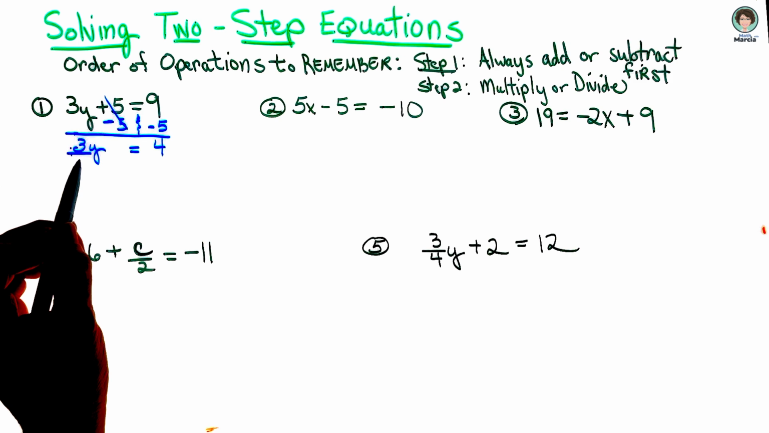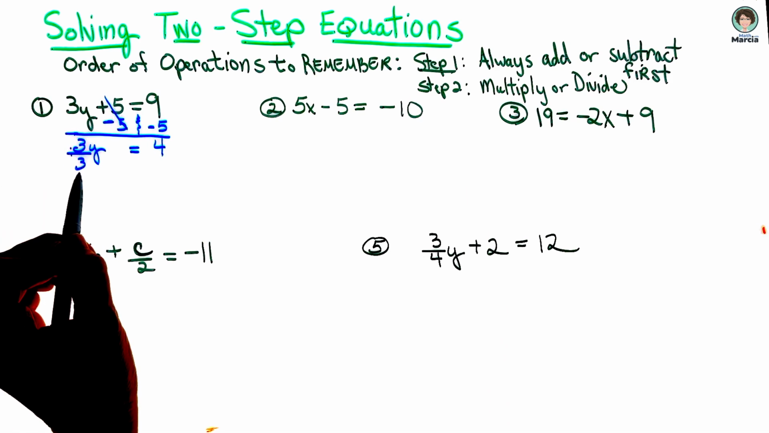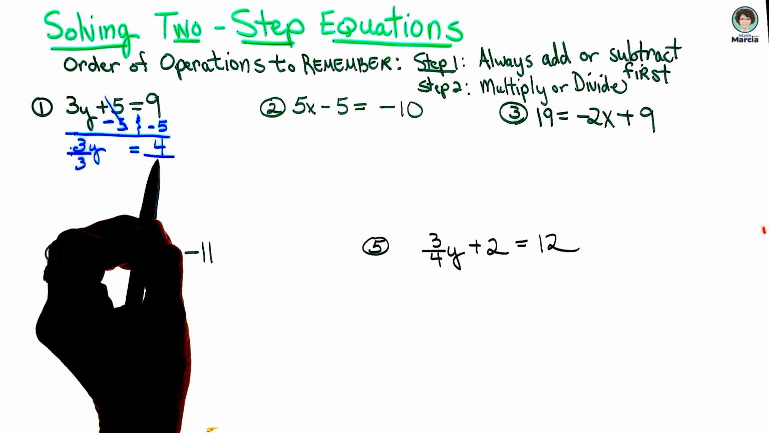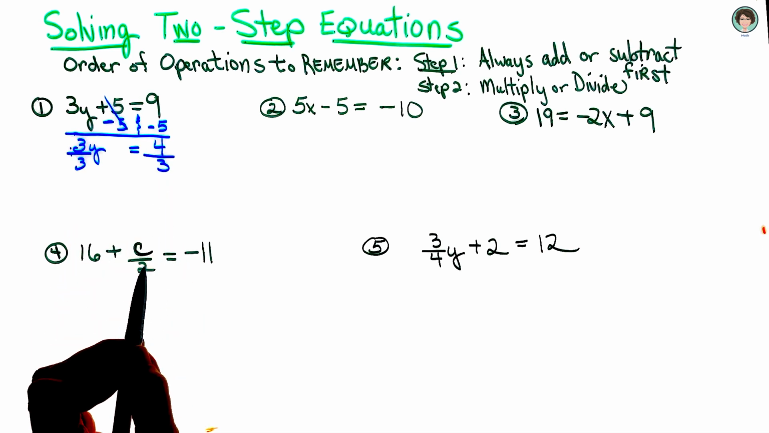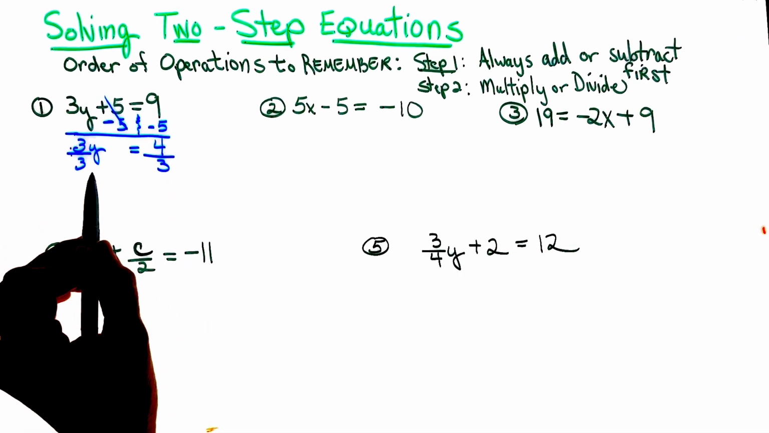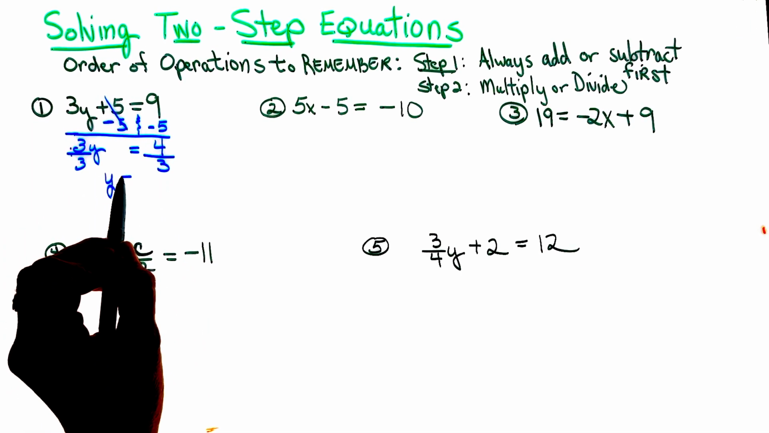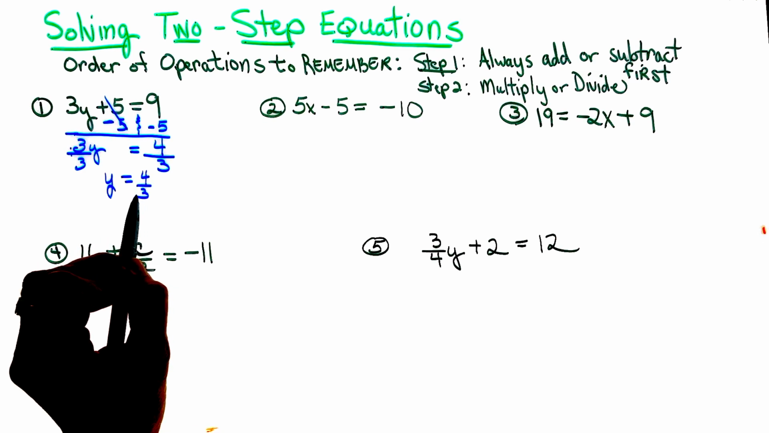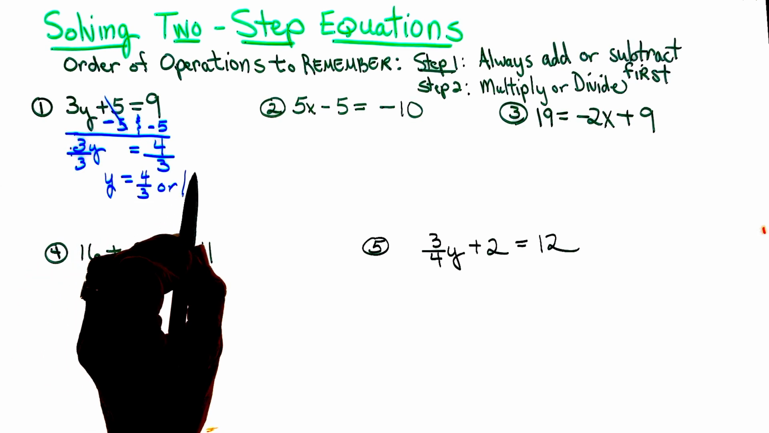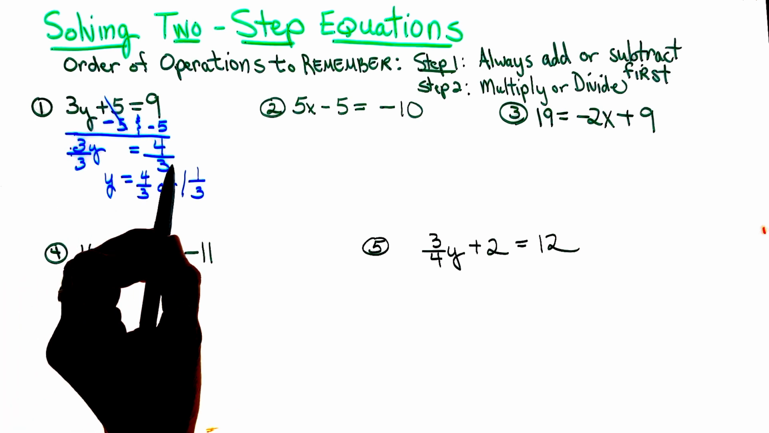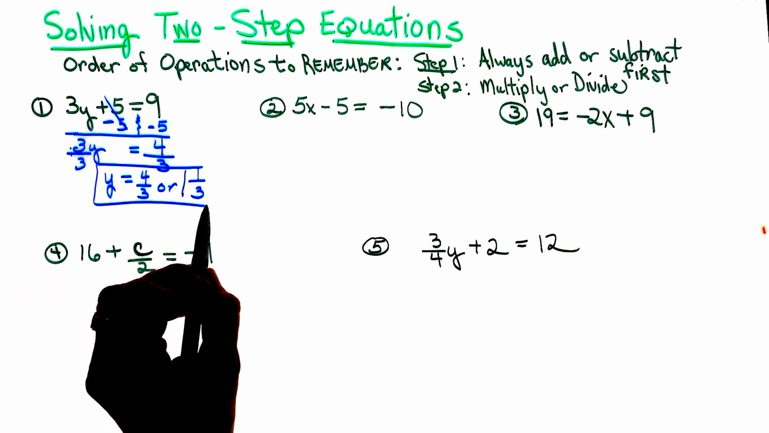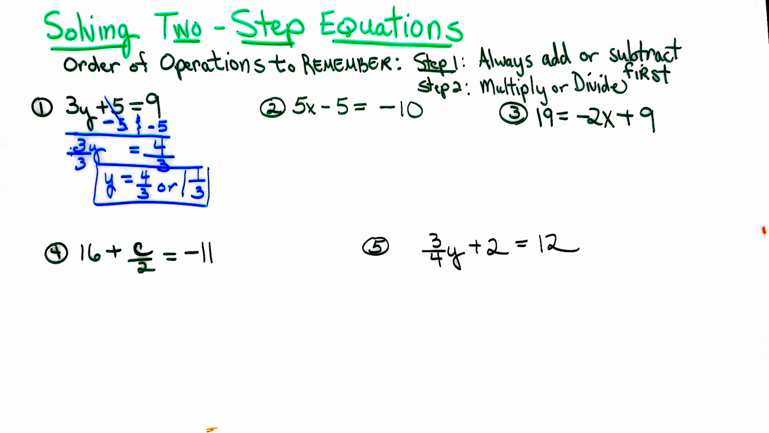So 3 divided by 3, we know is a 1. And then we're going to do 4 divided by 3. So we are not going to write a 1y. We will just write that y is equal to 4/3 or 1 1/3. Either of those are an okay answer, unless you really need to follow the directions to see what they want.